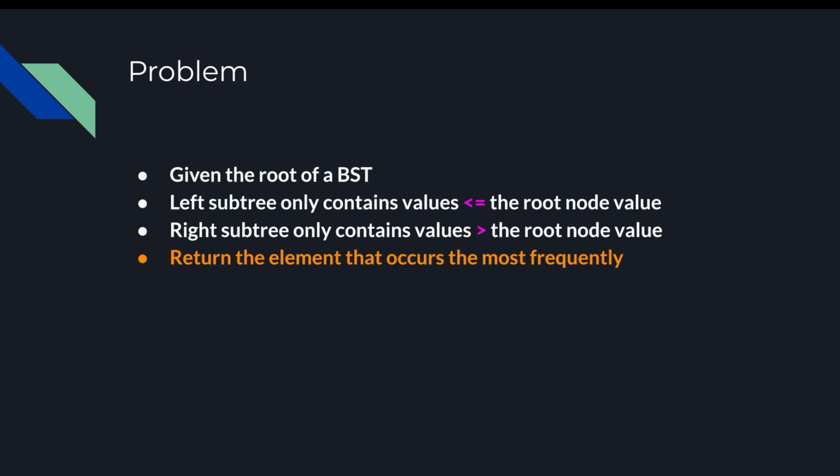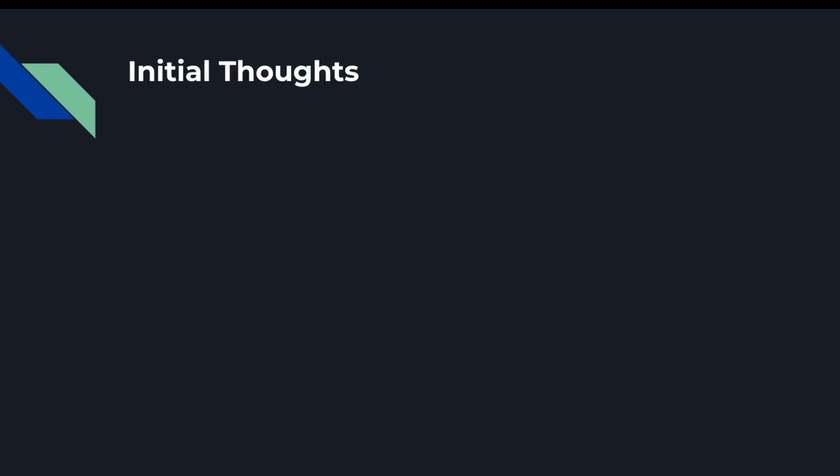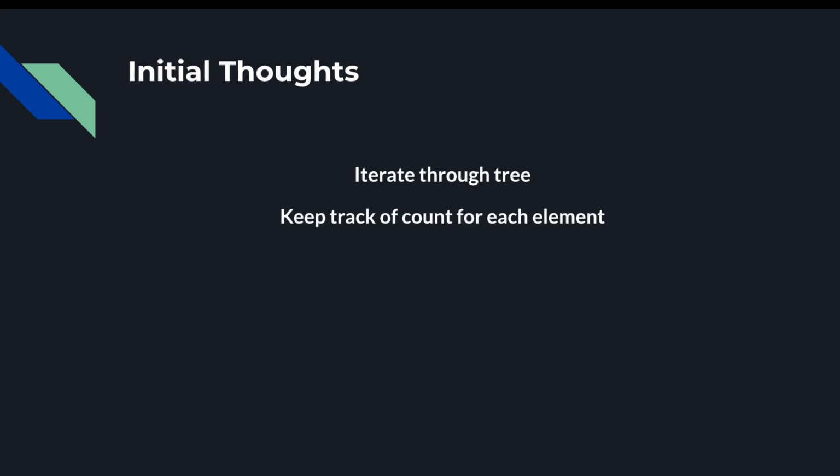Okay, so at this point, you're probably wondering, how hard can this question be? Can't we just iterate through the tree and keep track of the count of elements we've seen, and then return the one that occurred the most frequently? Well, yeah, that's why this question is marked as easy. So the real challenge lies in how to do this question in O(1) space.